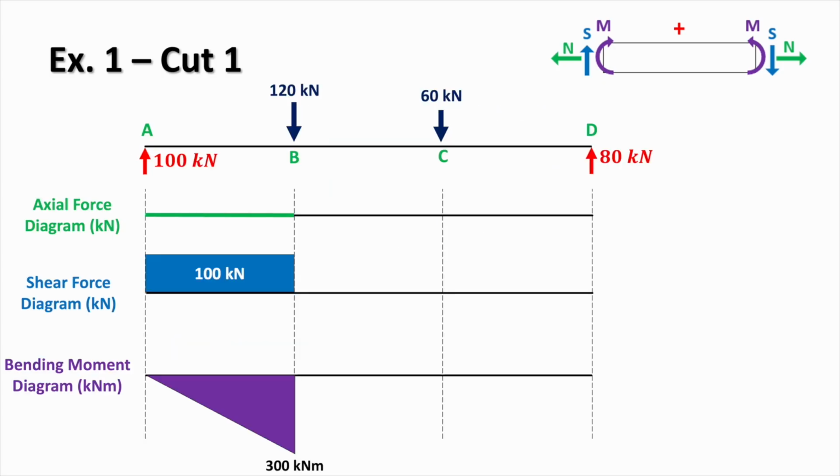So let's do that. As we've just seen, the axial force is 0 throughout, so just adding that green line for the axial force. The shear force is a constant, and that just means it's a straight line between A and B at 100 kilonewtons, and the bending moment varies linearly between A, which is 0, and B, which is 300 kilonewton meters. At this point, it's just important to check that the behavior is consistent. Constant shear leads to a linear variation in bending moment, and this completes the first section.